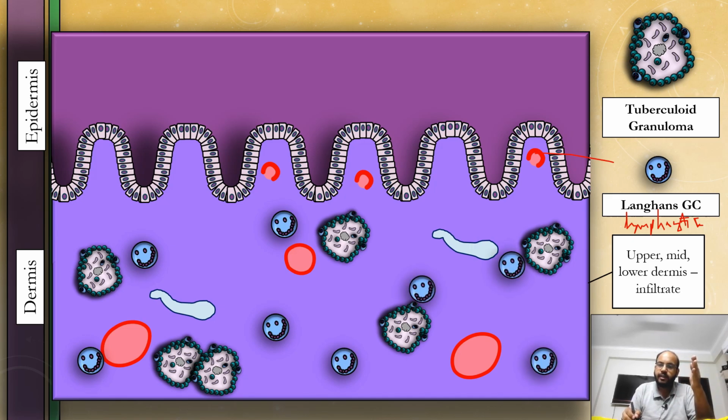Most of the nuclei are towards one end of the cell. They are not haphazardly or randomly placed around. And you will see those giant cells in between the inflammatory infiltrate. So the background of the dermis will be formed by a lymphocytic infiltrate, and within this infiltrate, you will see tubercular granulomas and Langerhans giant cells. Okay, so let's move forward.